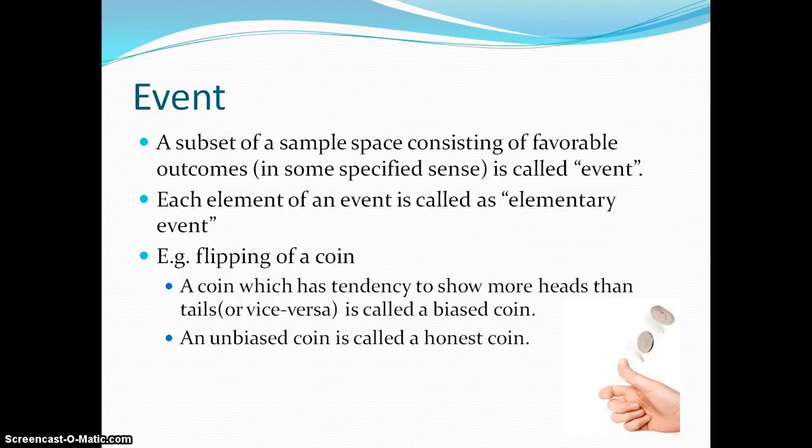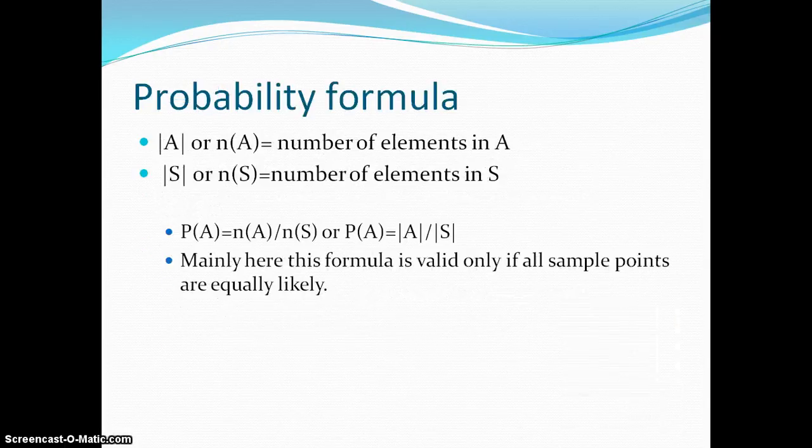By event A, with respect to the flipping of a coin, we mean the set of all favorable outcomes in some specified sense of a random trial. This is a subset of the sample space S, wherein each element of an event is called an elementary event. Next comes the probability formula, wherein n of A is the number of elements in A, and n of S is the number of elements in S. So the probability formula is defined as P of A is equal to n of A divided by n of S. This formula holds good whenever there are valid sample points which are equally likely.